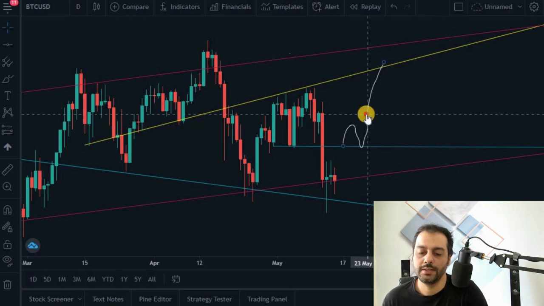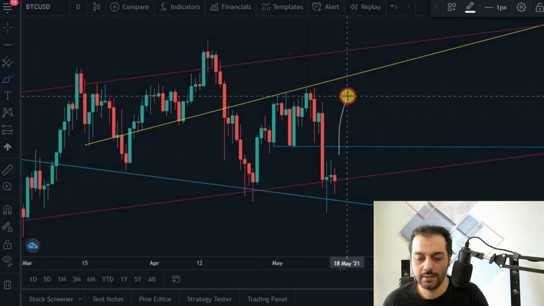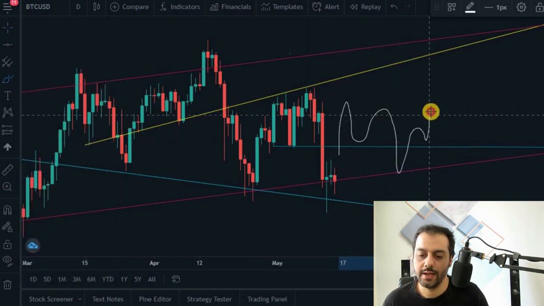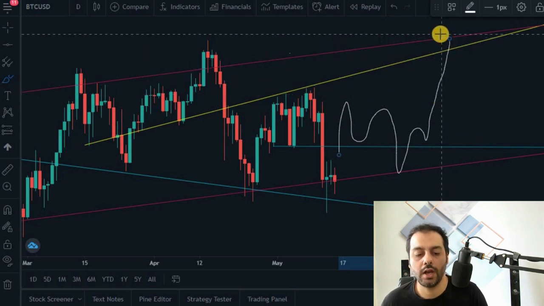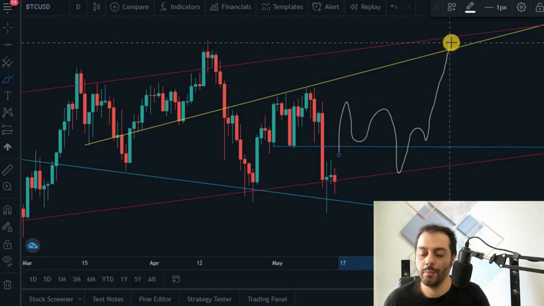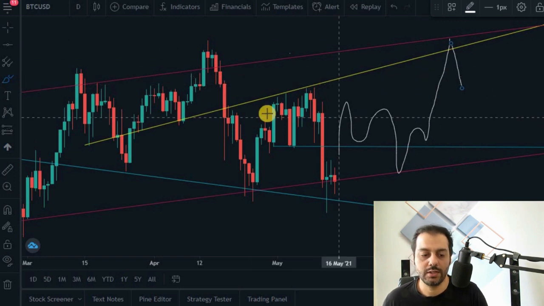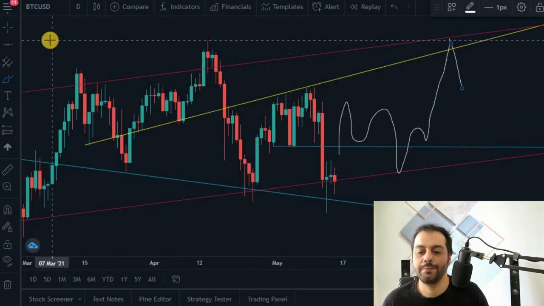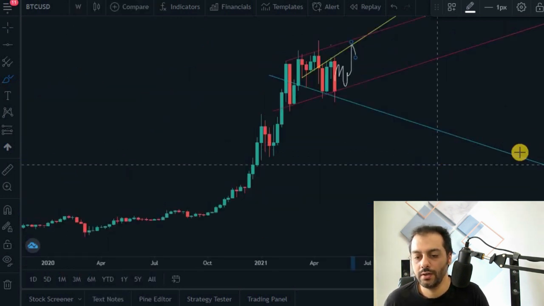Maybe the price consolidates for a while, like this, and after that it goes up and reaches the upper part of the channel, which is another scenario. It might get back a little bit. If it decides to break the upper part of our weekly channel, let's see what happened here.